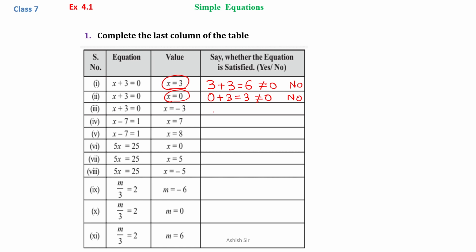Next, we'll place the value of x as minus 3. Minus 3 plus 3 equals 0. So it is equal to the right hand side. So we'll say yes, it satisfies the equation.